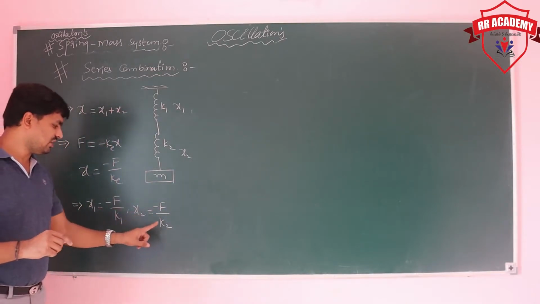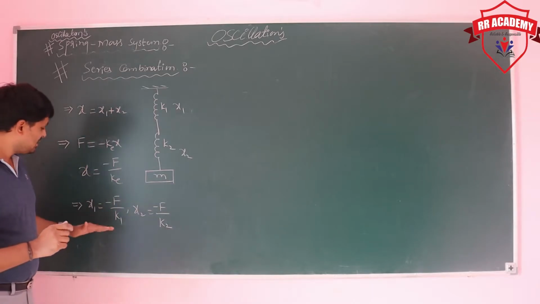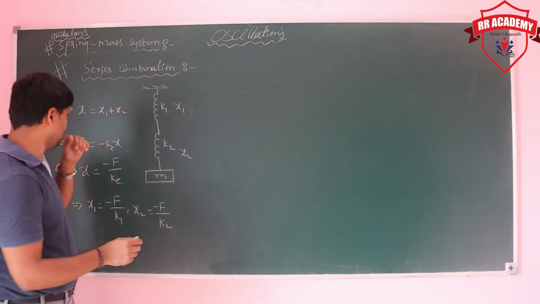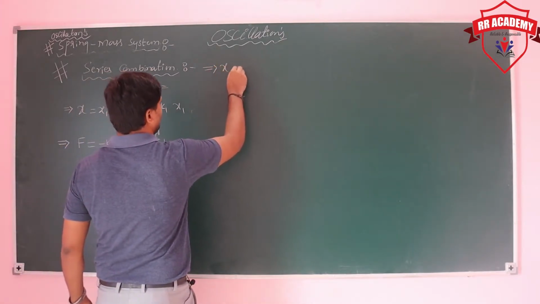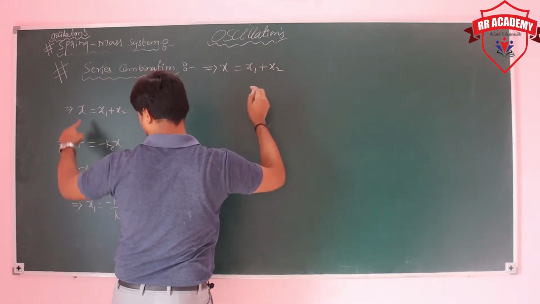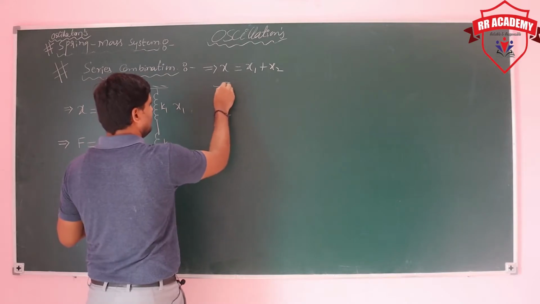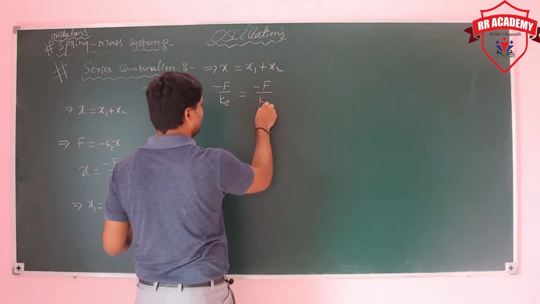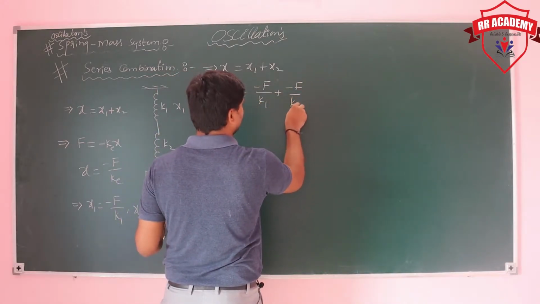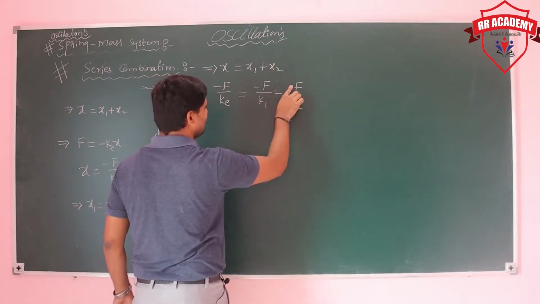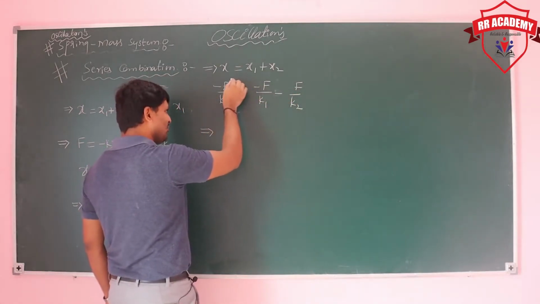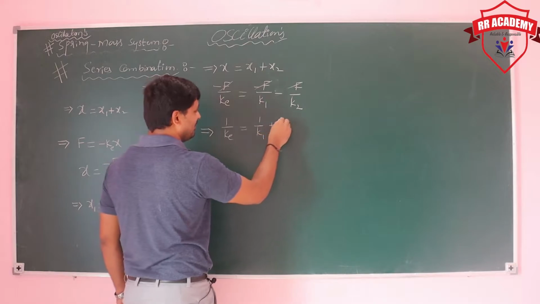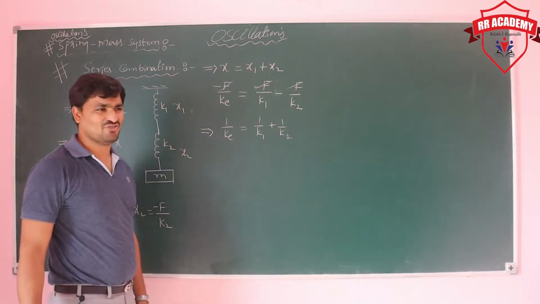Just put the values of x1 and x2 in this expression. Generally we have x equal to x1 plus x2. The value of x is minus F by K effective, and x1 plus x2 is minus F by K1 minus F by K2. The minus sign you can take common and cancel, and F also you can cancel. The remaining is 1 by K effective equal to 1 by K1 plus 1 by K2.